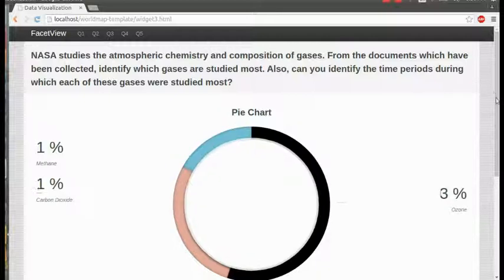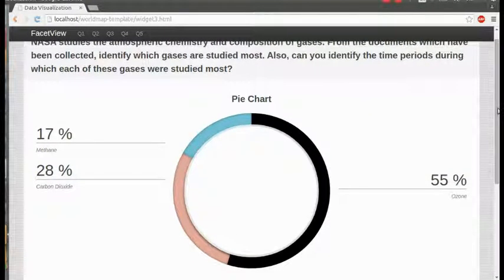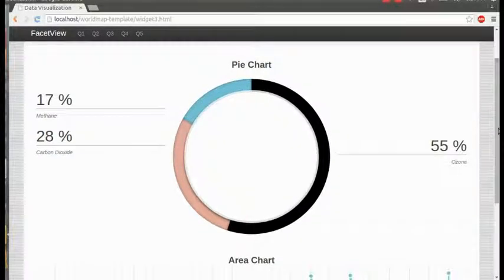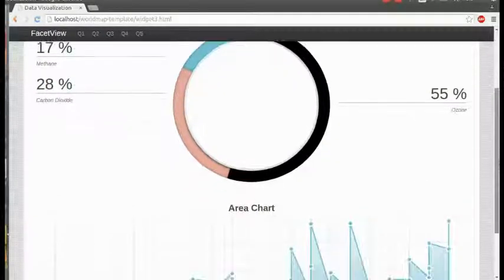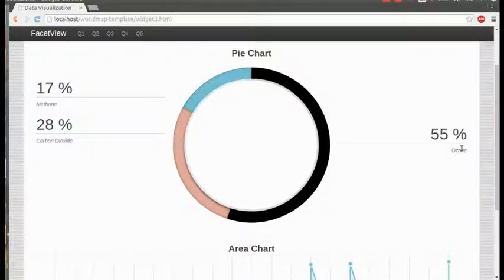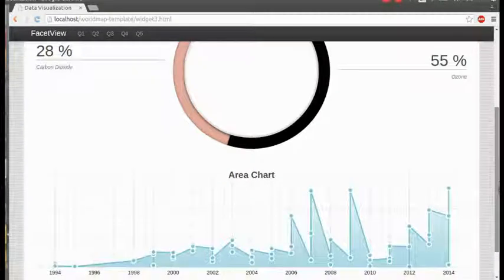Query 3 basically asks us to study the atmospheric chemistry and composition of gases and identify which gases are being talked about the most, and thus relate which gases are the most important. We have shown this information in the form of two widgets. First is the pie chart and the second is the area chart. If you look at the pie chart, you can see that the gas ozone is talked about in 55% of the documents, while carbon dioxide in 28% and methane in 17%. Here we have only taken the top three gases into consideration.